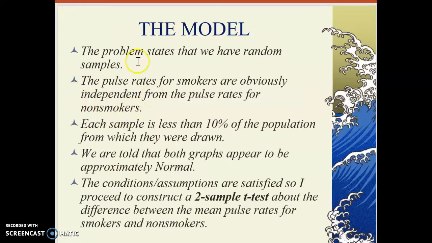So what's our model? The problem states that we have random samples, so that's checked off. The pulse rates for smokers are obviously independent from the pulse rates for non-smokers. These are different people. Each sample is less than 10% of the population from which it's drawn. Certainly, that would be true. And we were told that both graphs appear to be approximately normal. So the assumptions and conditions are satisfied. We're going to proceed to construct a two-sample t-test about the difference between mean pulse rates for smokers and non-smokers. Remember, you do need to name the test that you're using.